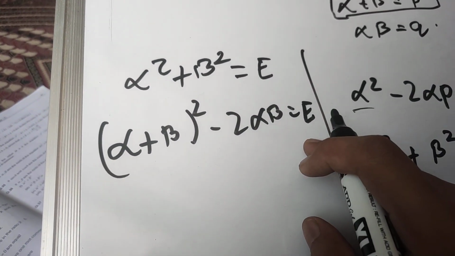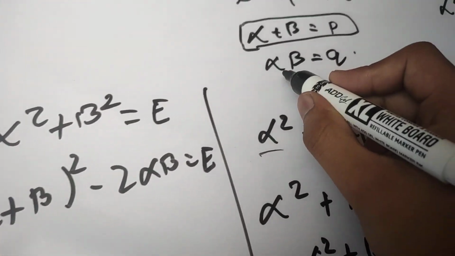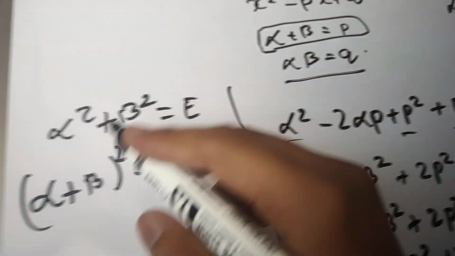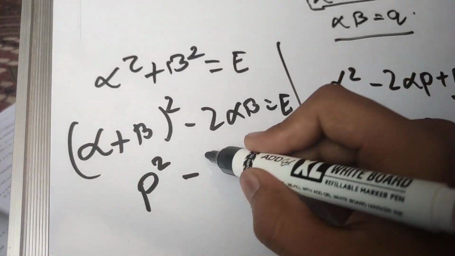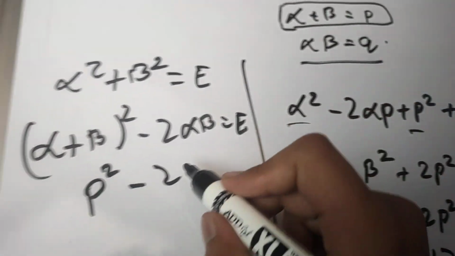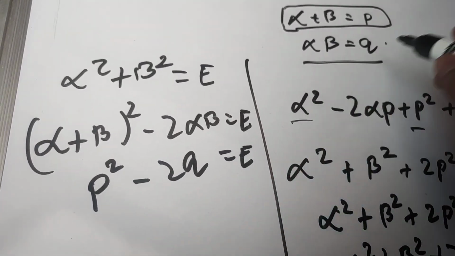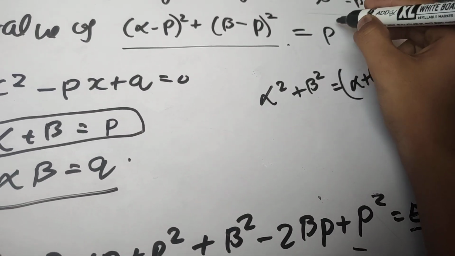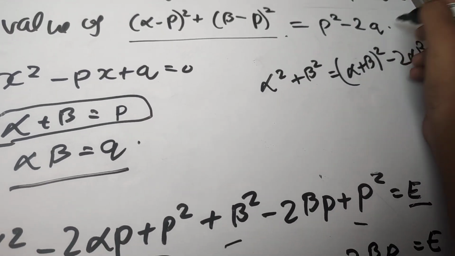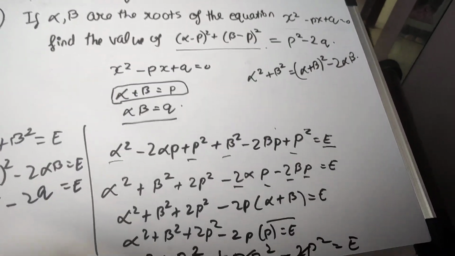Now we have to find the value of e. We have the values of alpha into beta and alpha plus beta. So alpha plus beta is equal to p. So p square minus 2 into alpha beta, which is q, is equal to e. So the value of this is equal to p square minus 2q. So this was the solution.